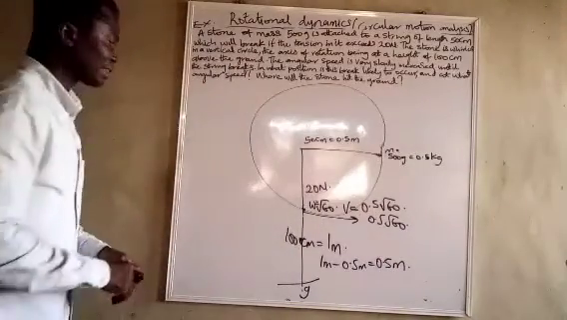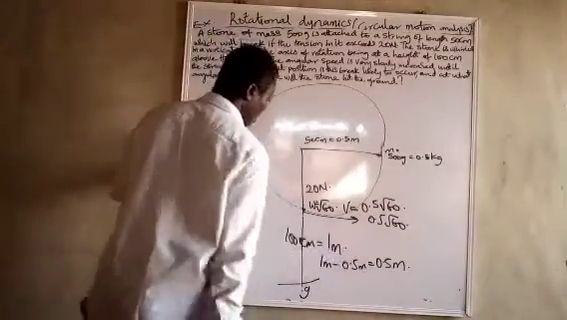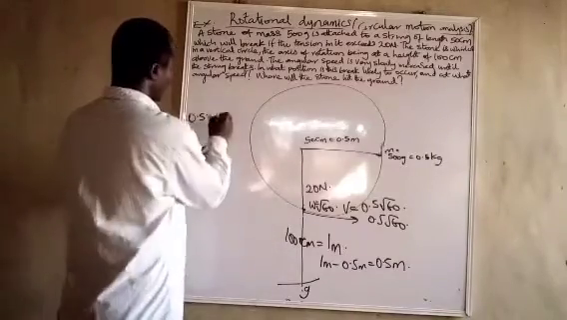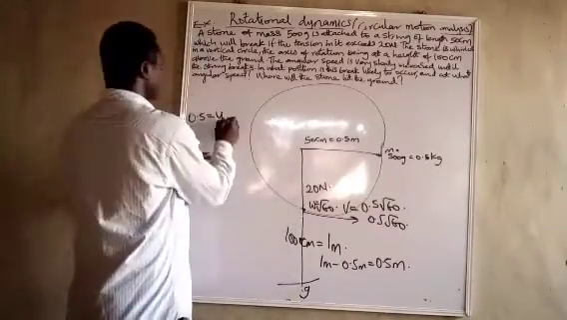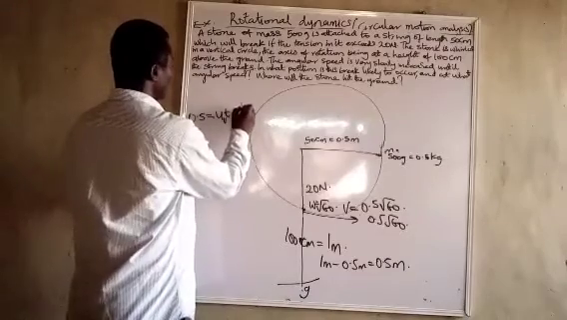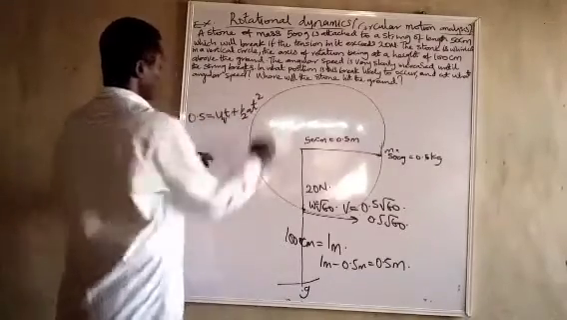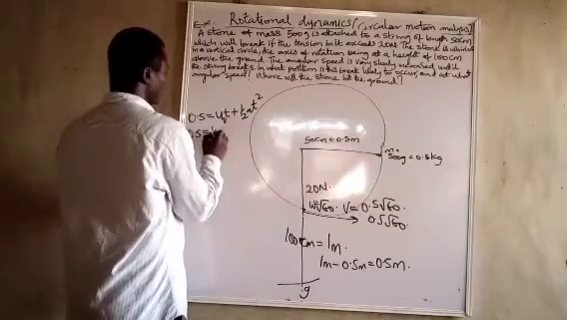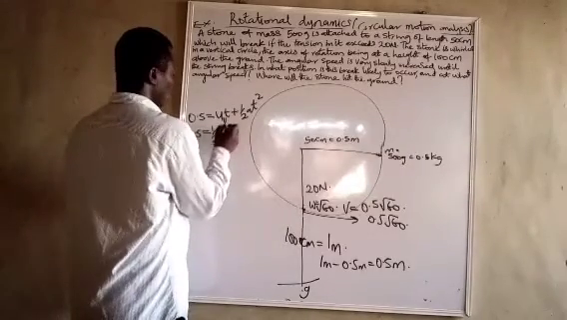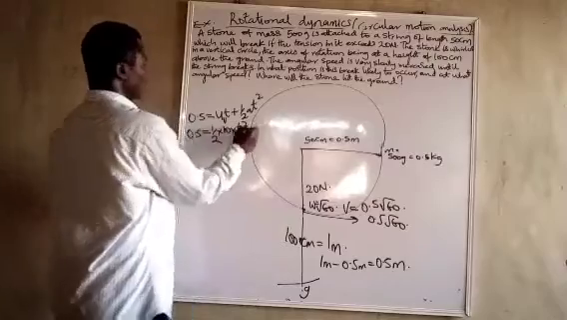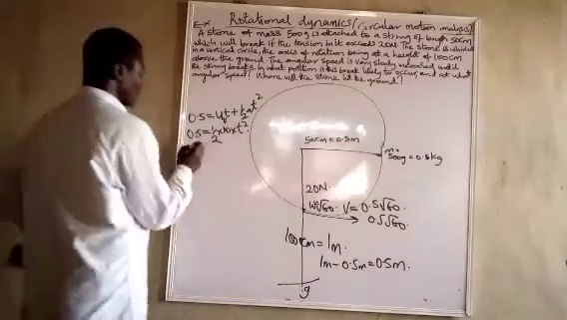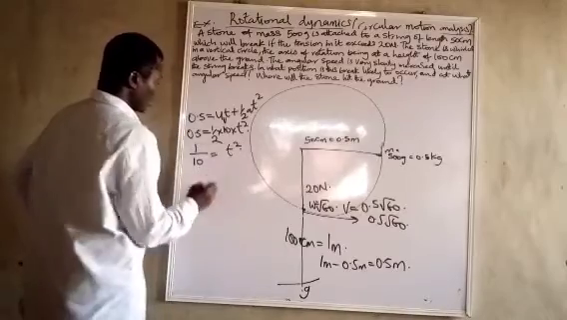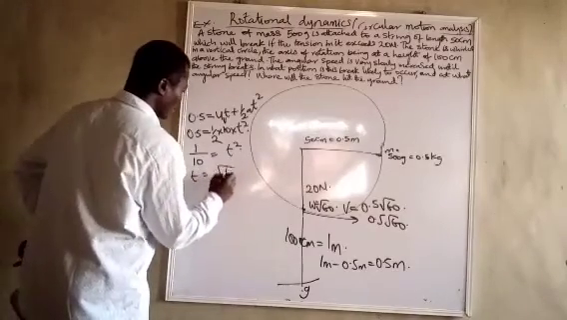So let's use that one to calculate our t. 0.5 equals ut, that is u vertical t, plus half a t squared. Initial velocity is 0, so we have 0.5 equals half g t squared. So from here, we get t squared equals 1 over 10. So t equals root of 1 over 10.